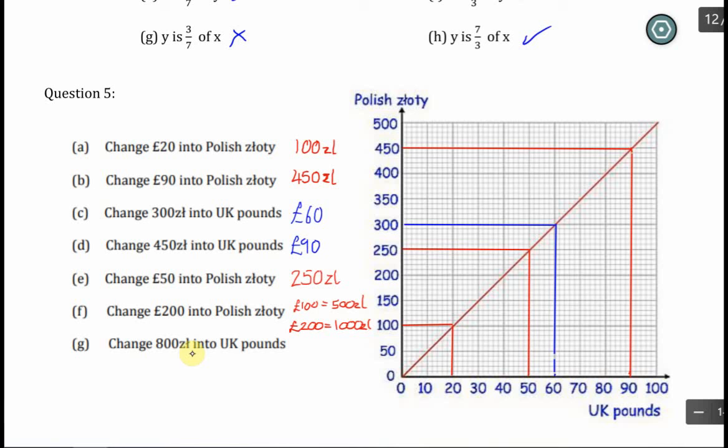Okay, let's finish off with this one. 800 zloty. Again, we don't have 800 zloty on the scale, but we do have 400, which is a handy amount just to double. So cross from 400, hit the line, and that's about £80. So I'm just going to write that down to begin with. 400 is £80. So 800 would be £160. And there we go.